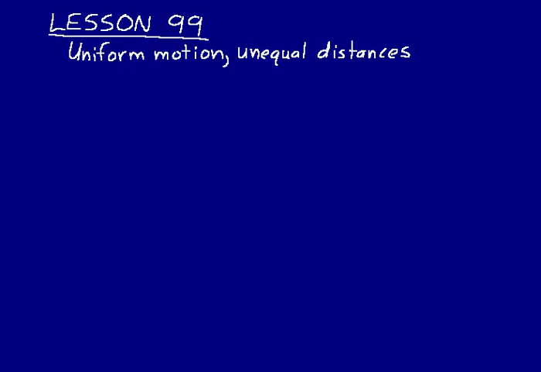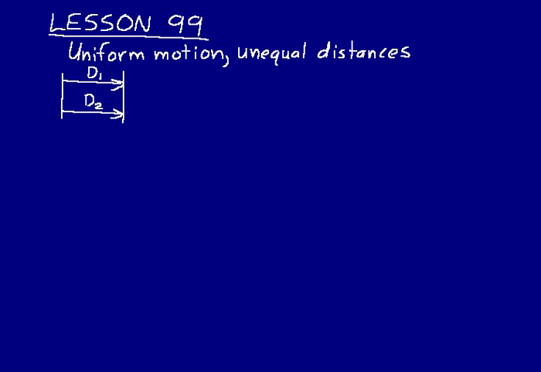In Lesson 99, we'll be talking about uniform motion problems dealing with unequal distances. Now, we've done uniform motion problems dealing with equal distances, and we're always talking about a pair of distances in these problems. And we use those diagrams to help us. Like in equal distance, well, it's kind of self-explanatory. Both distances were the same.